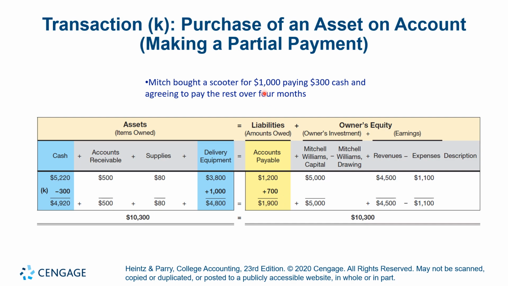And then I see that the liabilities, I now owe this company $700, right? So I bought the scooter for $1,000, I gave them $300, so I owe them $700. So my accounts payable, the money that I owe people, increases by $700. So now I owe $1,900, okay? And then my delivery equipment, that asset, is going to increase by $1,000. So now I have delivery equipment totaling $4,800.